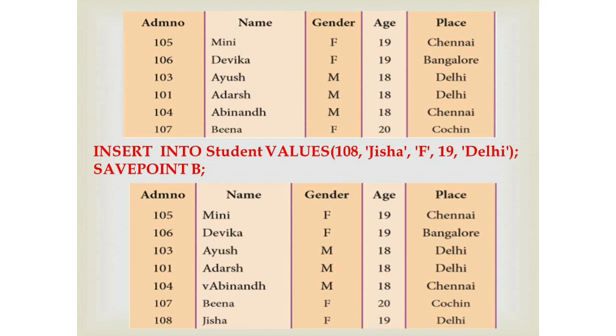Now we are going to insert one more record into the student table, that is 106 Jisha, female, 19, Delhi. This is the previous table. Now by using the insert command, you are going to insert Jisha's details, that is insert into student values 106 Jisha, female, 19, Delhi. After inserting, you are assigning that as savepoint B. Now your result will be admission number, name, gender, age, place. Then see at the last, 108 Jisha, female, 19, Delhi is inserted.